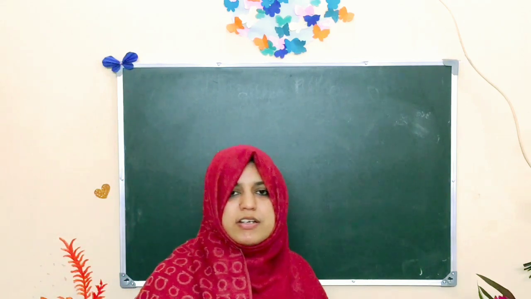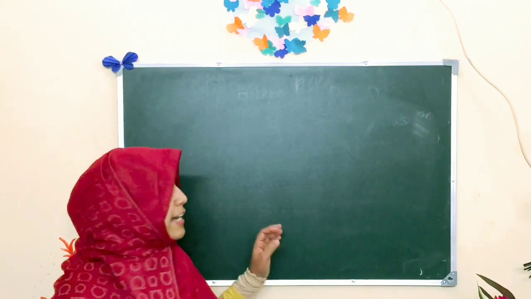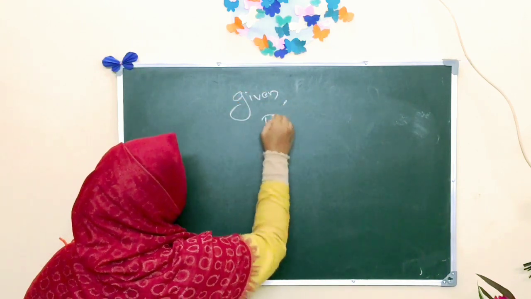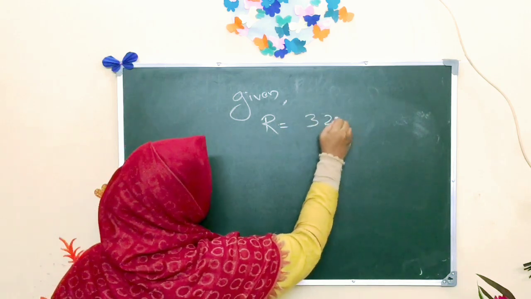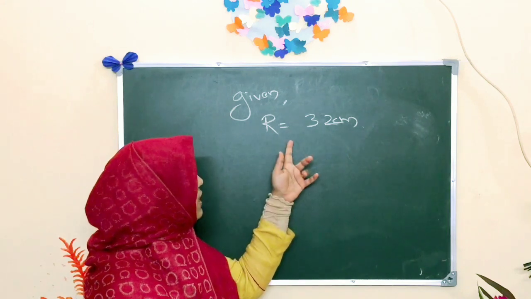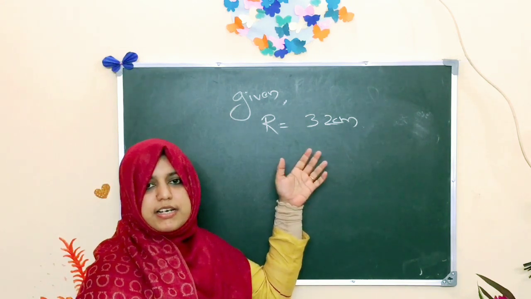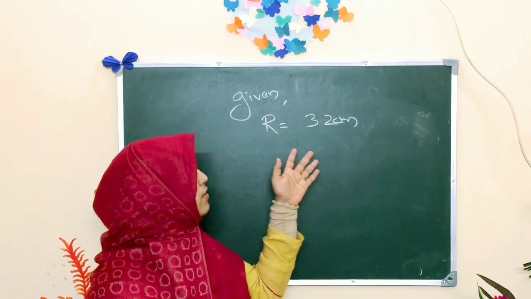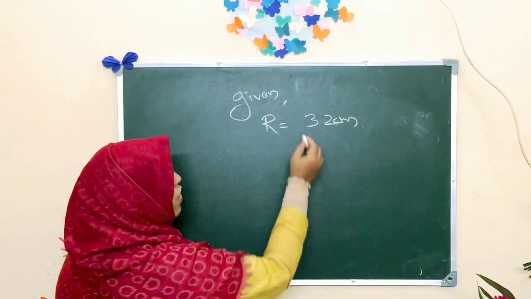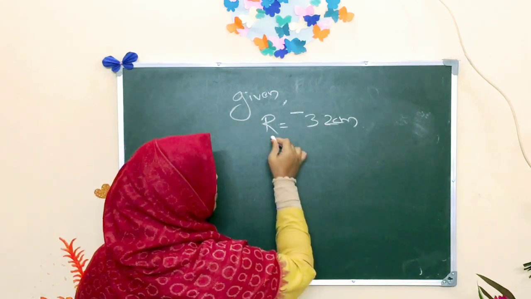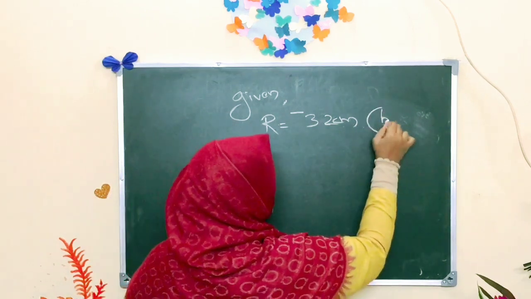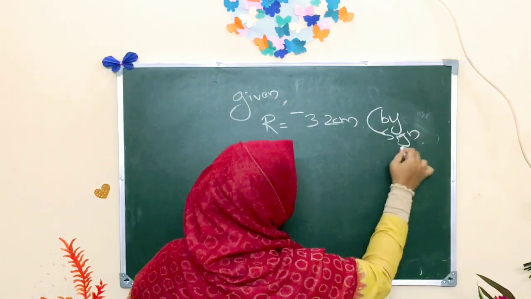Children, in the given question, the radius of curvature is given, that is 32 centimeter. By the sign convention already studied, in the case of a concave mirror, the radius of curvature and focal length are taken as negative. So we give a negative sign for the radius of curvature: negative 32 centimeter, by sign convention. In bracket you can write like that.